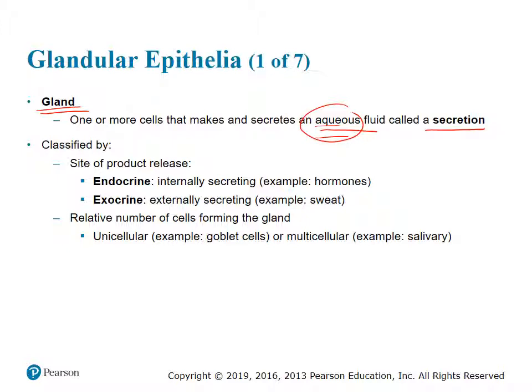It's a water-based fluid, called a secretion. Depending on what gland this is, that secretion can be, I don't know, breast milk, right? It can be sweat, can be oil. Does that make sense? All three of those are secretions. All of those are aqueous.